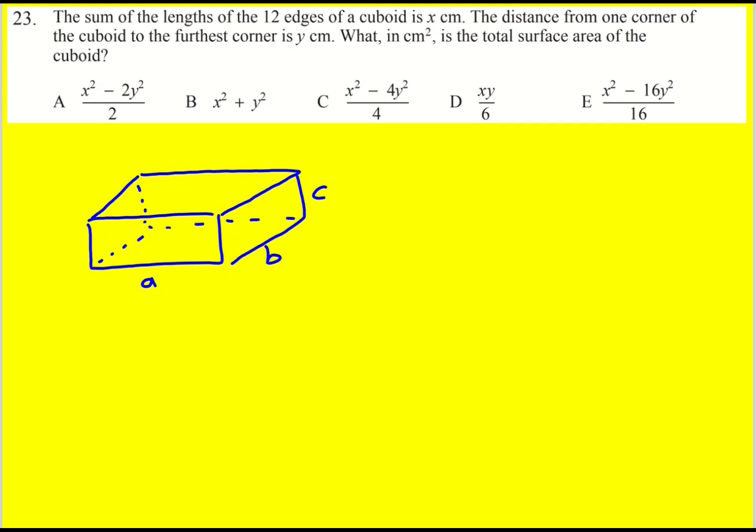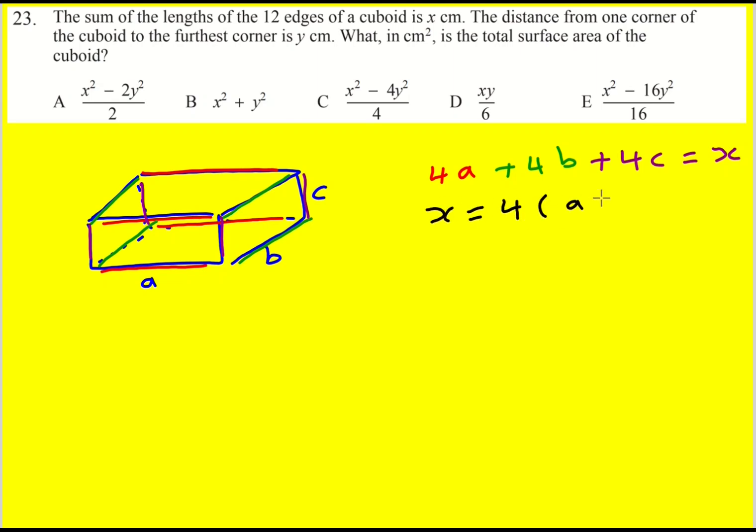So I am going to get 4 lots of A when I add the edges up. Here we are. But I'm also going to get 4 lots of B and 4 lots of C. Those are my 12 edges, and that's going to equal X. We could rewrite that as X equals 4 times (A plus B plus C). We'll just put that to one side for the moment.